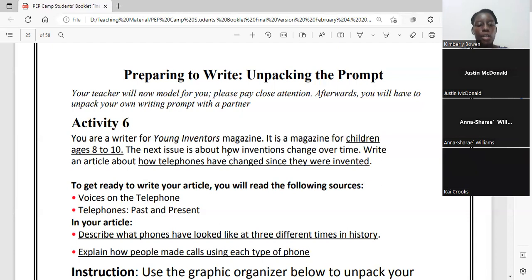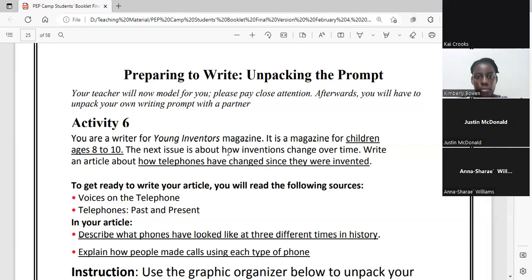All right? So now, what is it that we want the reader to understand when they're finished reading our essay? Yes, you can go ahead, Justin. Miss, what they're supposed to understand is how phones have changed over the years. Yes, but what I want you to do is use an actual sentence from the writing prompt. We're going to paraphrase later on, but not at this time. I want you to show me the sentence where you found that information.